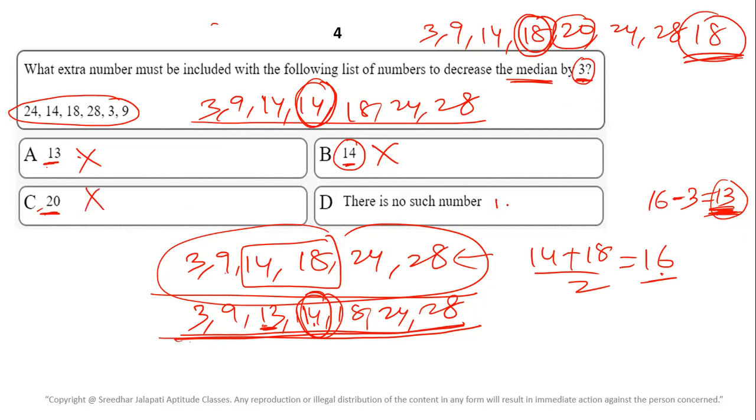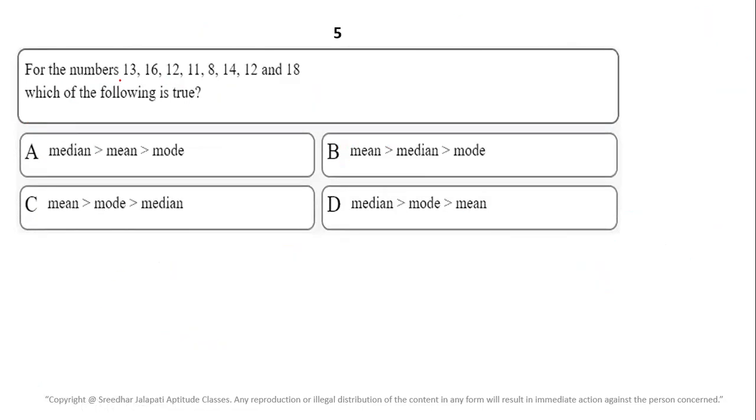Therefore, the answer: there is no such number which makes the median 13, or decreases the median by 3, by adding a number to this group. So the answer is option D, there is no such number. Okay, right. Next question, question number 5.